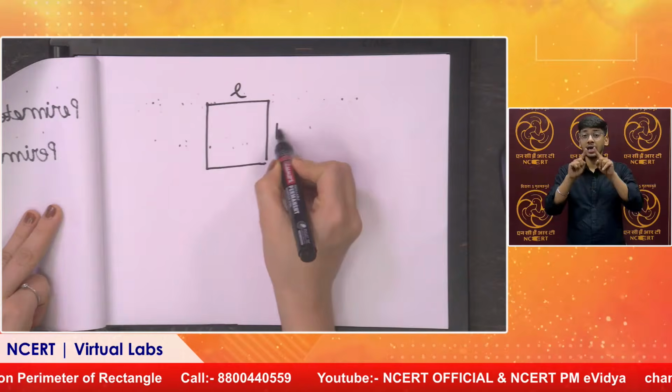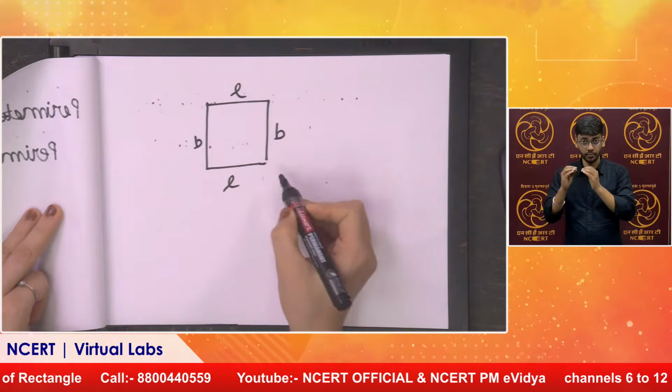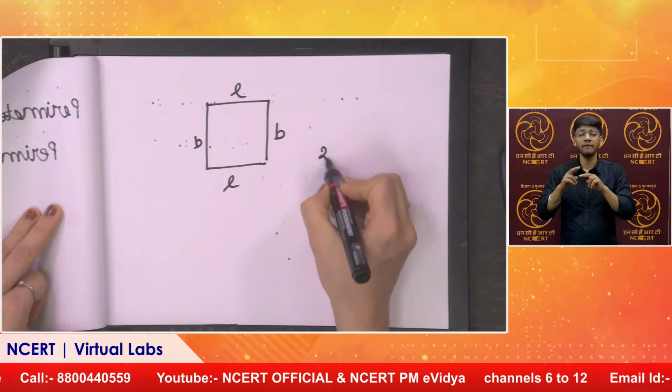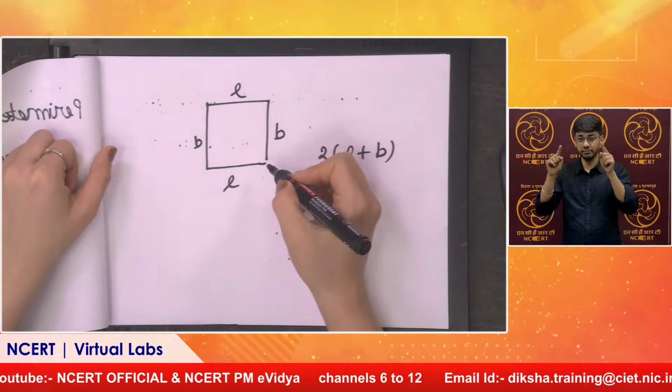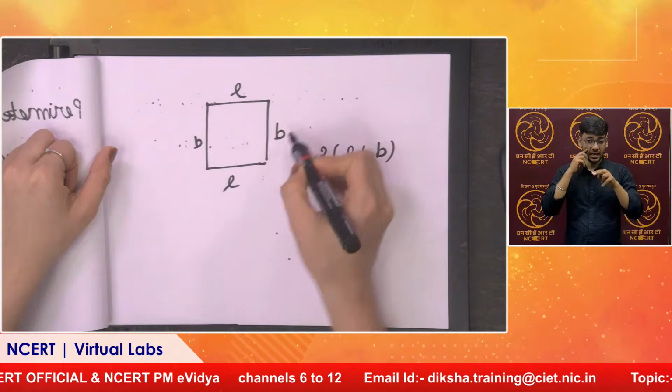This is L, B, L and B. So what is the formula of perimeter? 2 into L plus B. Now what if it is a square? Let's suppose it's a square. So what is this?